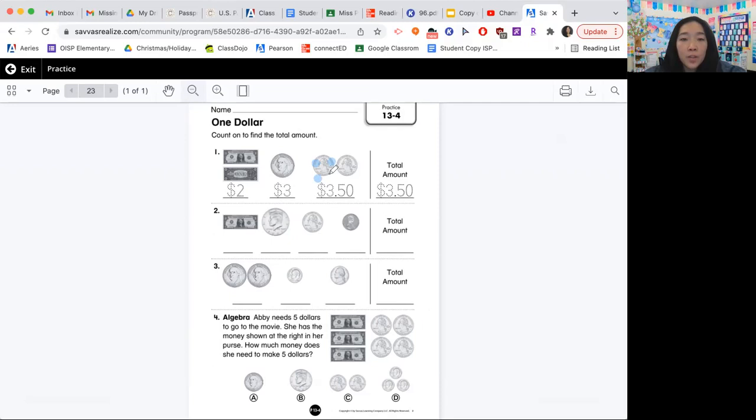5, 10, 15, 20, 25, 30, 35, 40, 45, 50. So then your total would be $3.50. Now, this is a dollar coin. However, this is a 50-cent coin. It's actually bigger than a dollar coin.